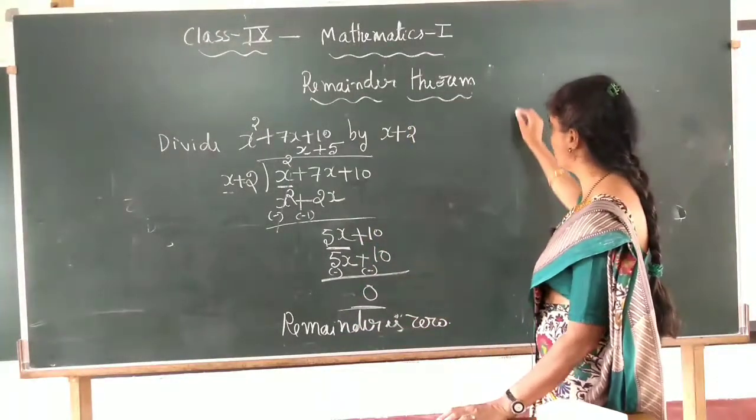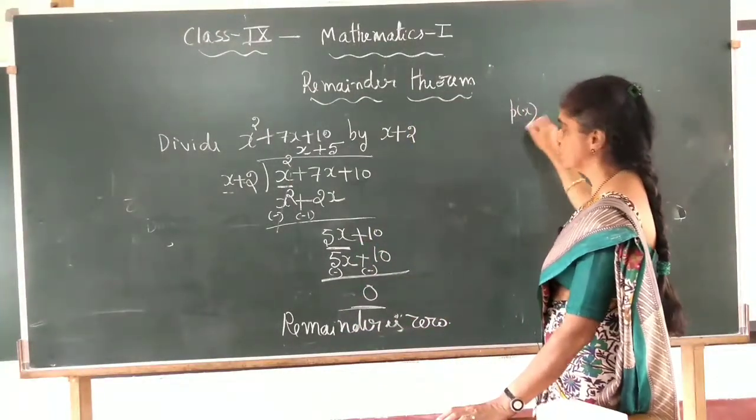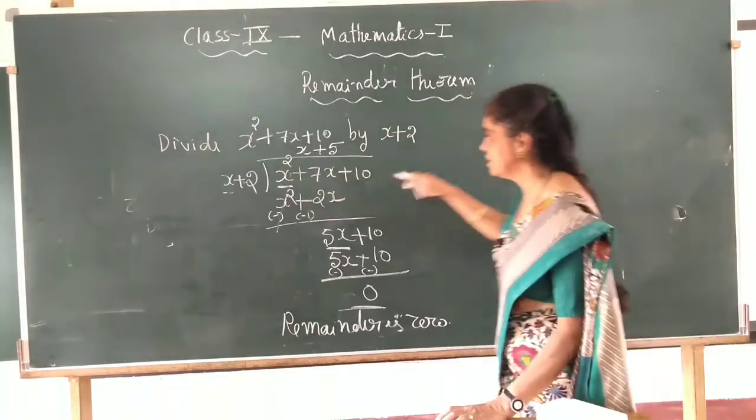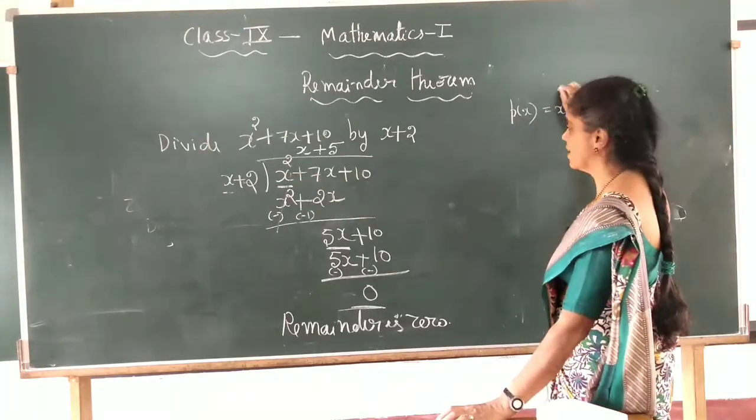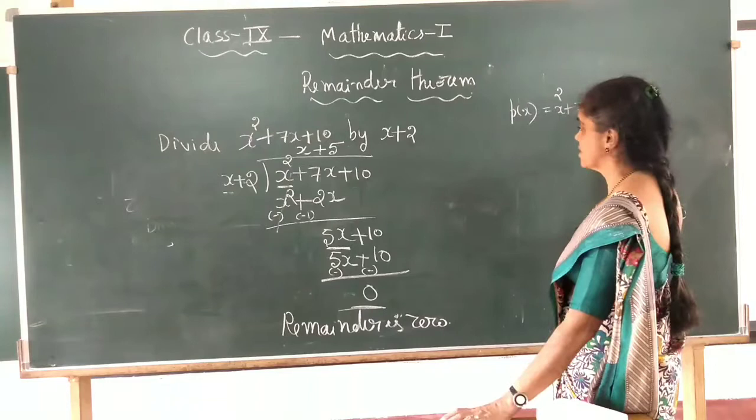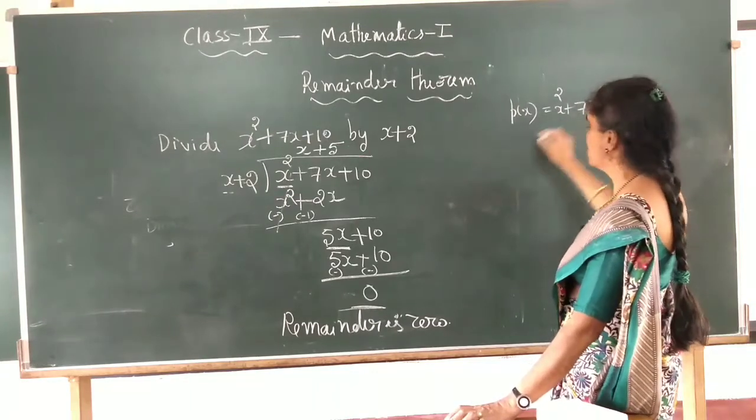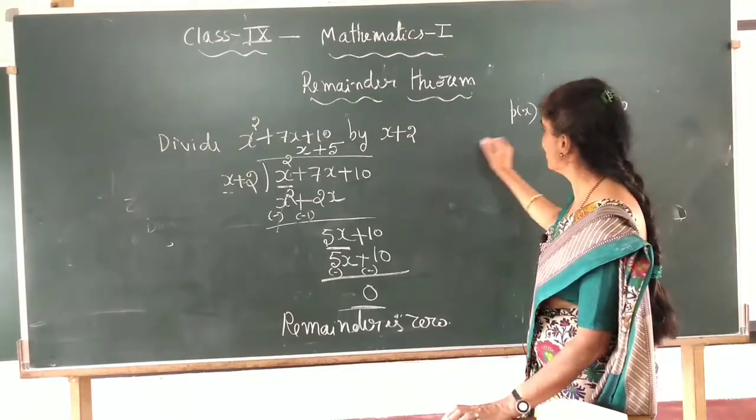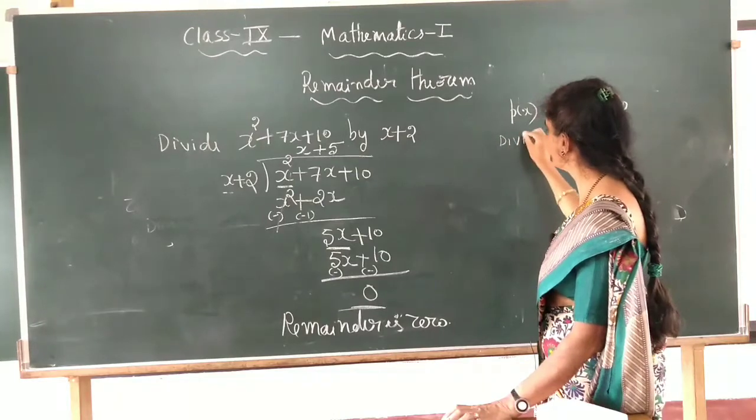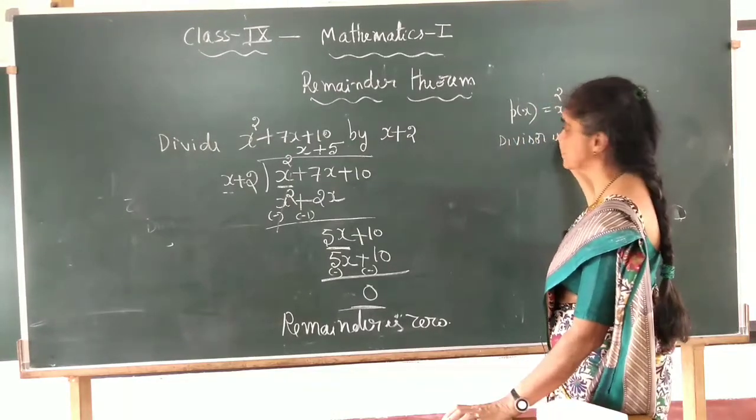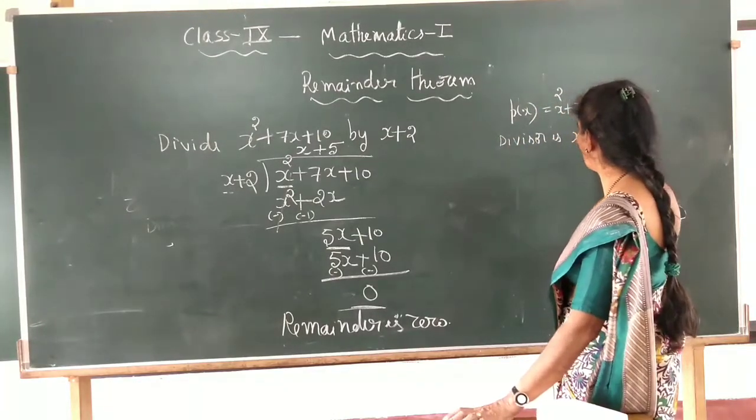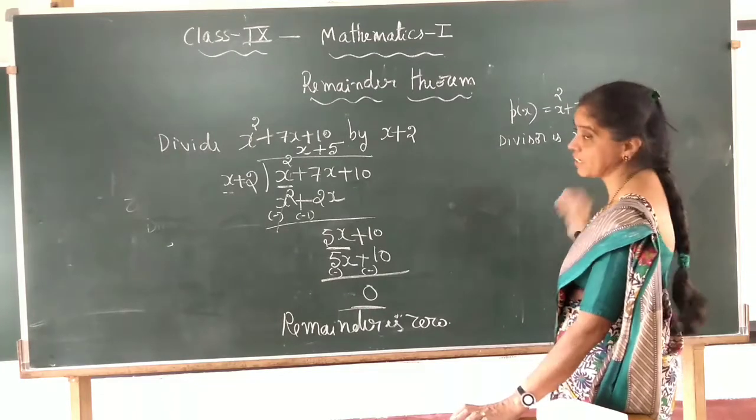Now what is the polynomial p(x) here? Which is the dividend here? This is the dividend. It is x square plus 7x plus 10. Okay, now with which number we are dividing? The divisor is x plus 2. The 2 is the real number.